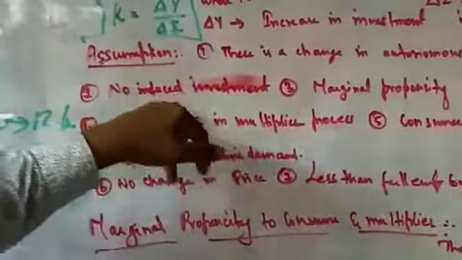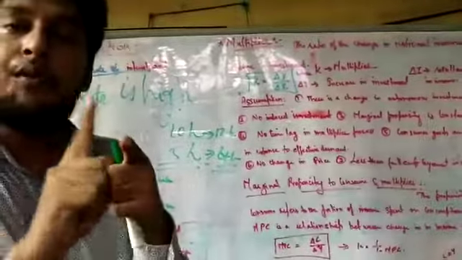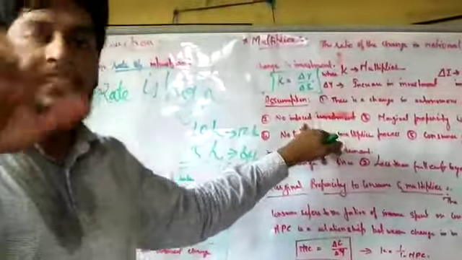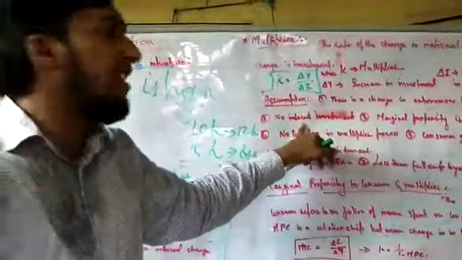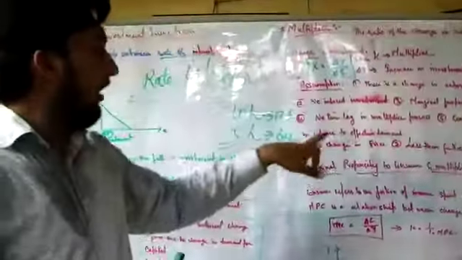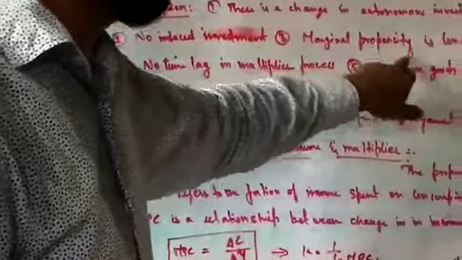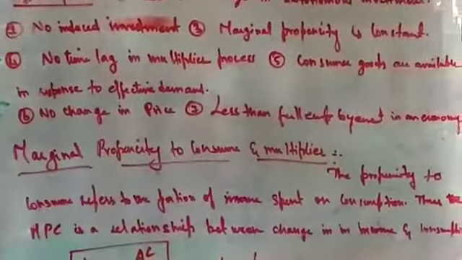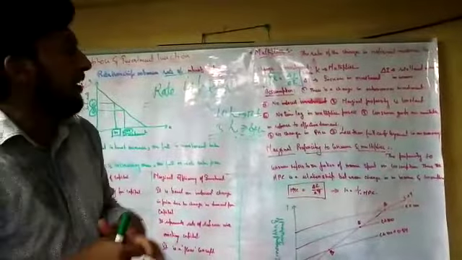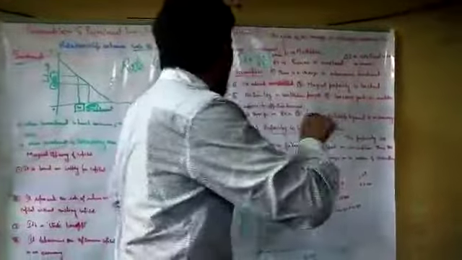But the next point says no induced investment. Although there are changes in the investment and there is no fixed autonomous investment, it does not mean that it's an induced investment. It does not mean it will have variable changes. If the price changes, demand changes, supply changes, everything will not change. Okay, why? Because there is no induced investment. The next point says marginal propensity is constant, and the marginal efficiency of capital, marginal efficiency of investment, all these propensities are constant. It will be very much fixed.